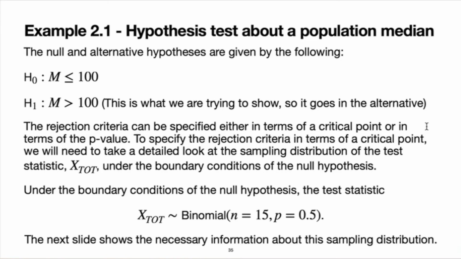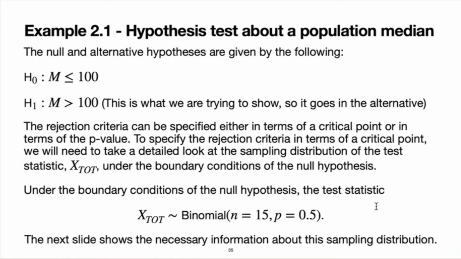The rejection criteria for this test can be specified either in terms of a critical point or in terms of the p-value, and we're going to do both for the sake of completeness and to show how to do it. To specify the rejection criteria in terms of a critical point, we would need to take a detailed look at the sampling distribution of the test statistic X tote, in particular under the boundary conditions of the null hypothesis. Under those conditions, X tote has a binomial distribution, in this case with n equal to 15 and p equal to 0.5.